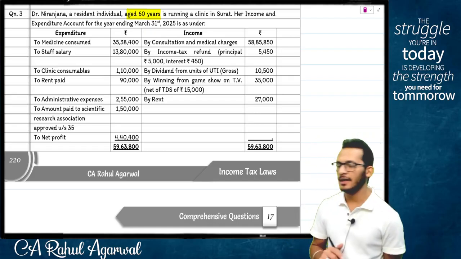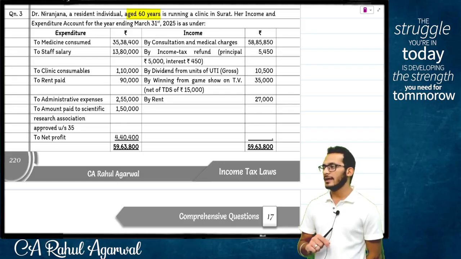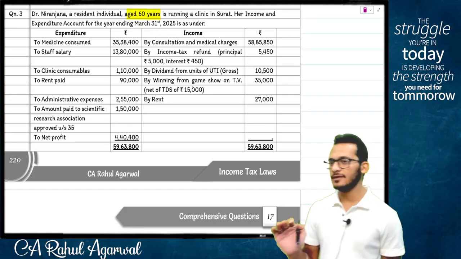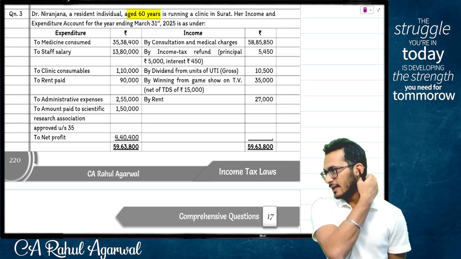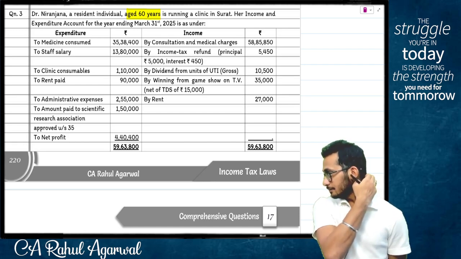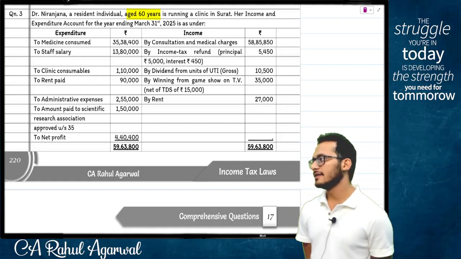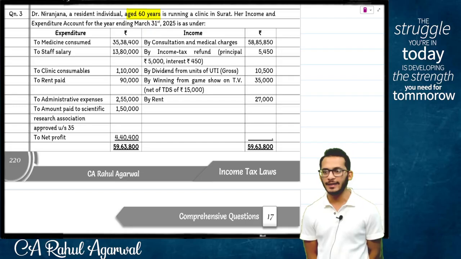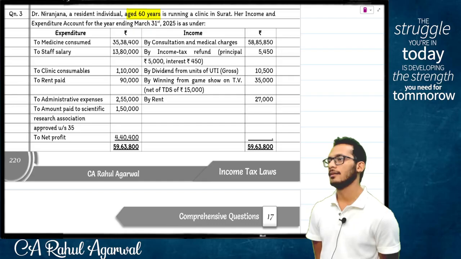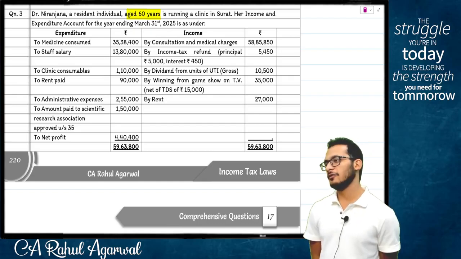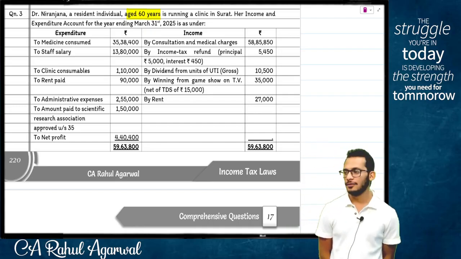People, when I read the table, I told you when we did PGBP also, always start from the right side, the income side. The first item says consultation and medical charges 58 lakhs. People, what should trigger? You should always check for presumptive taxation 44ADA, which says if you are a professional having turnover less than 50 lakhs, it is presumptive. Correct, not correct? Yes.